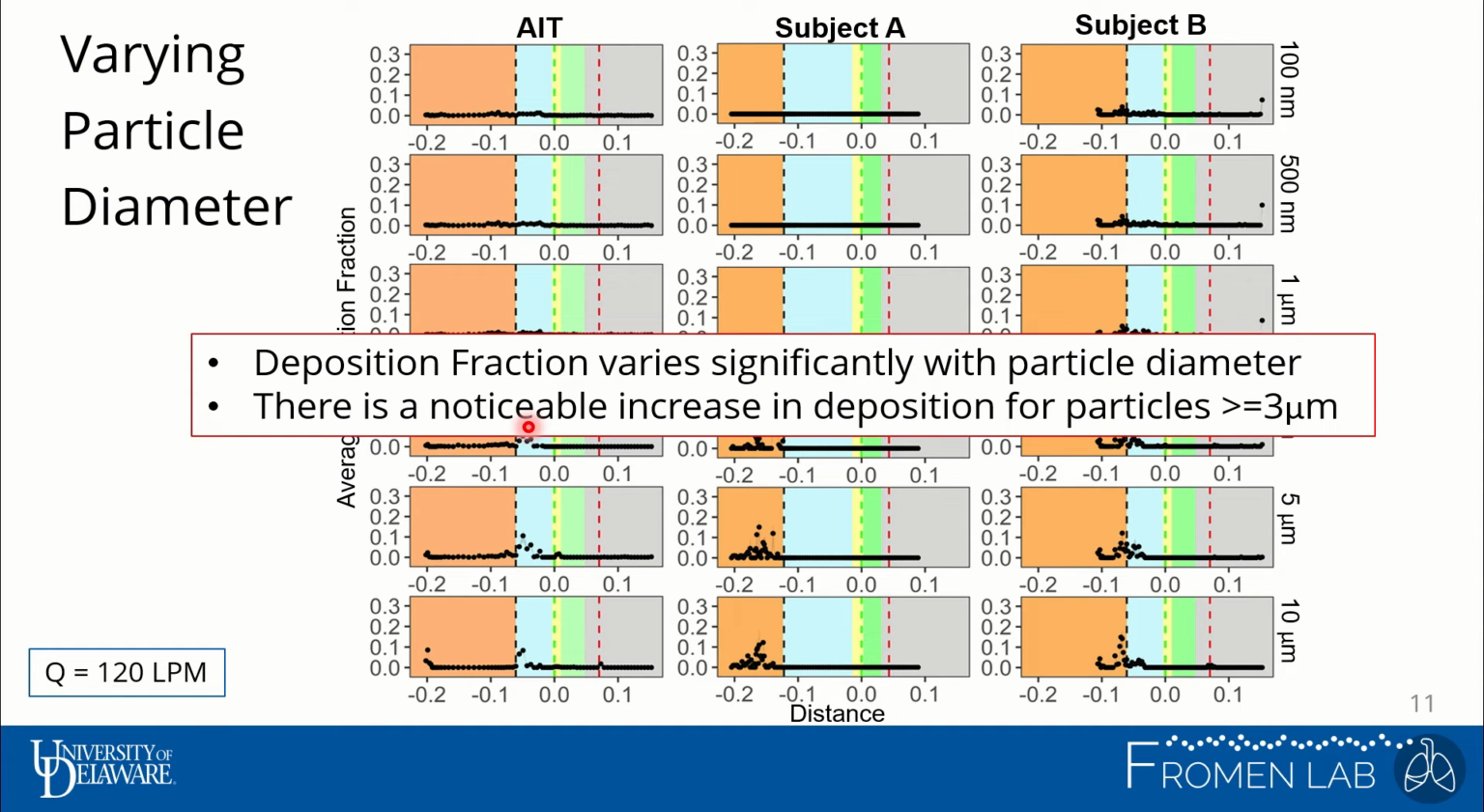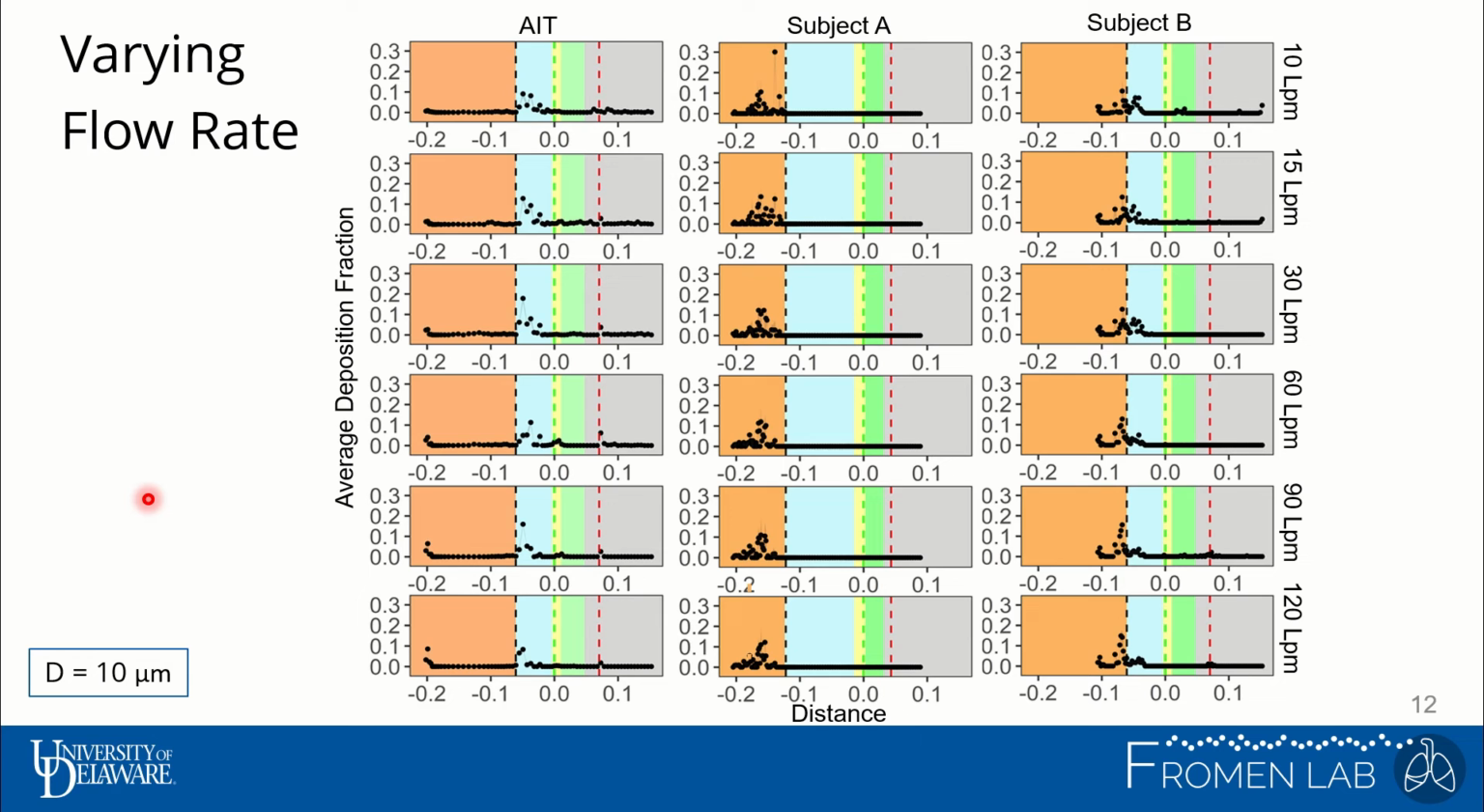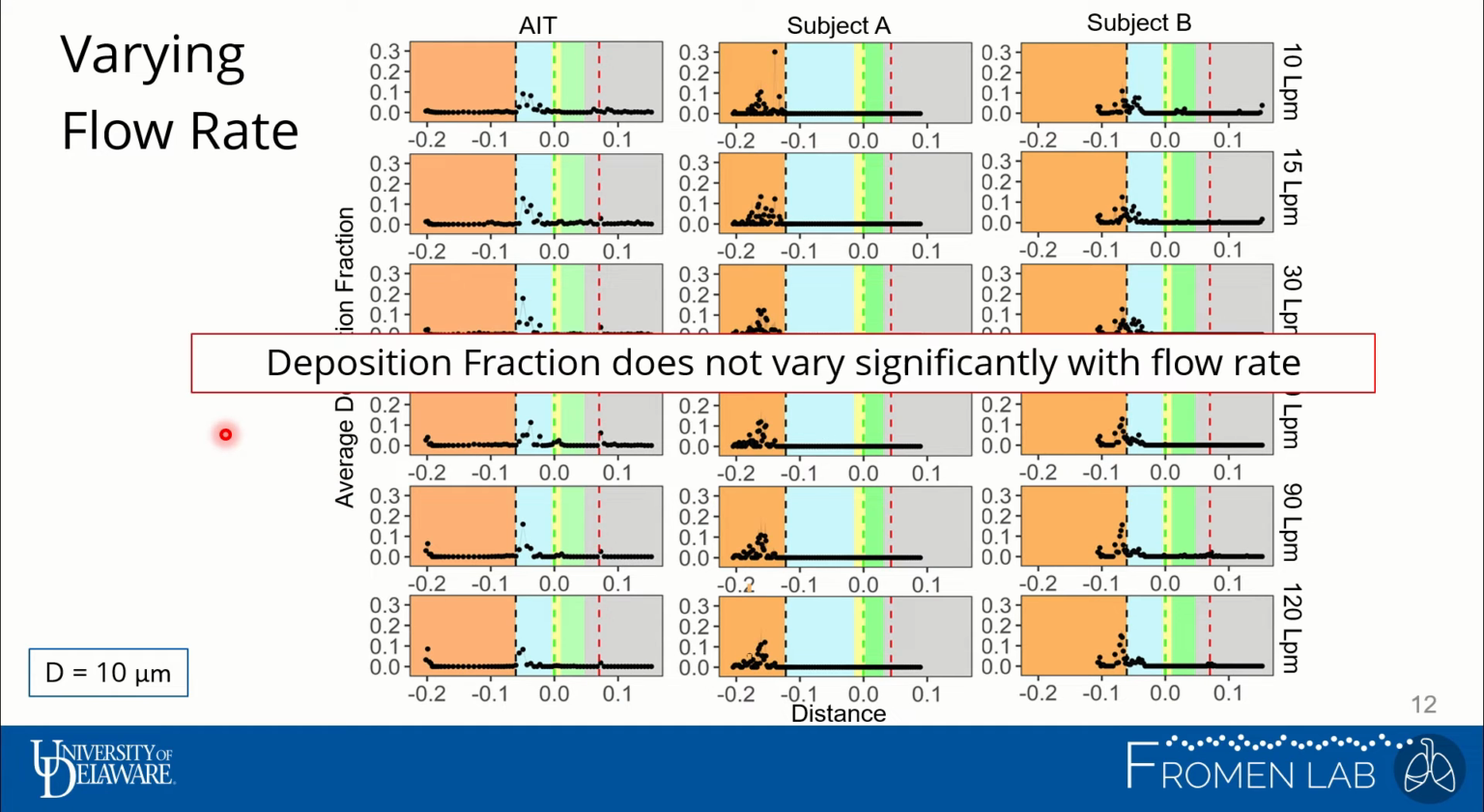So we can say that deposition fraction varies significantly with particle size, and that there's a noticeable increase in deposition for particles that are greater than or equal to 3 micrometers. And in a similar comparison for flow rates, we can see that there is less obvious variation as we increase the flow rate from 10 liters per minute to 120 liters per minute, and that trend holds true for subject A and subject B as well. And so we can say that the deposition fraction does not vary significantly with flow rate. But it's important to note here that the Alberta idealized throat accurately predicted those trends.